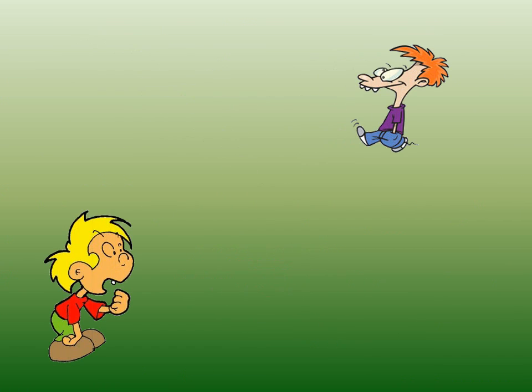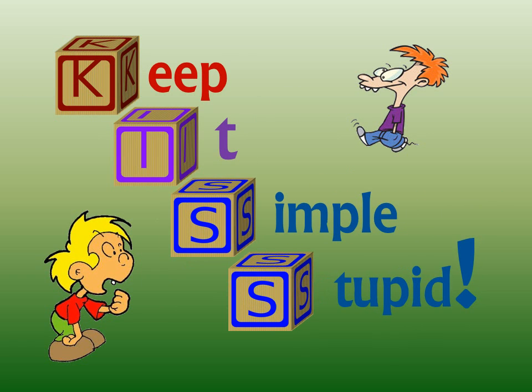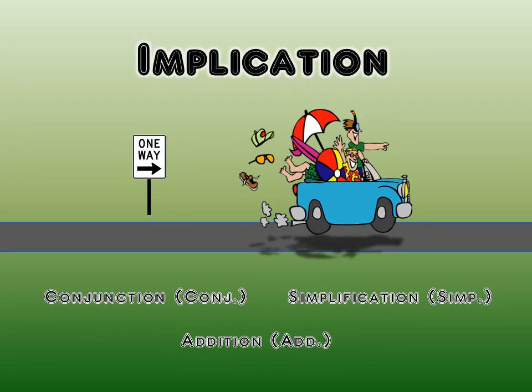The point is, I'm going to obey the old acronym KISS. KISS just means keep it simple, stupid. The remaining 3 rules are extremely intuitive. You're not going to have any trouble memorizing them. The three rules that we're going to study are conjunction, simplification, and addition. They are very easy and intuitive rules. You're not going to have any trouble remembering these.